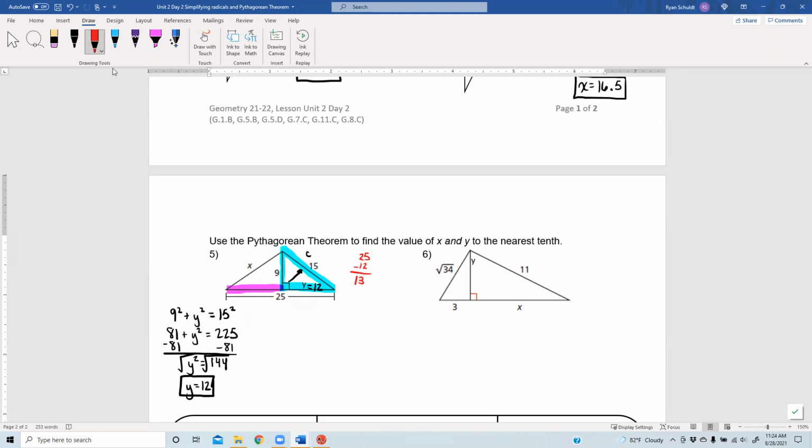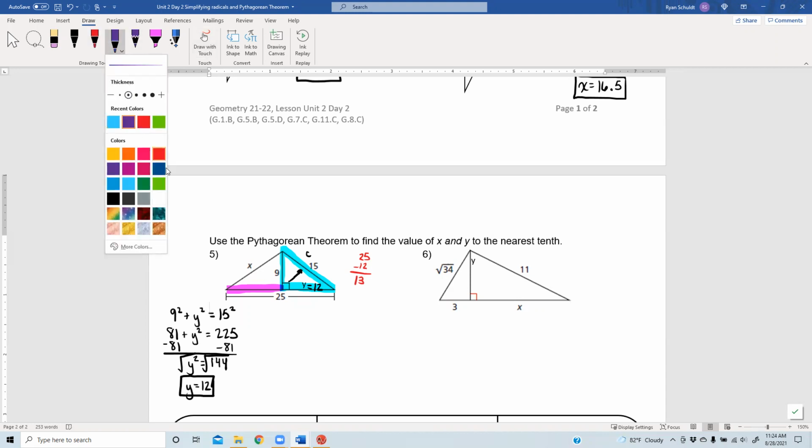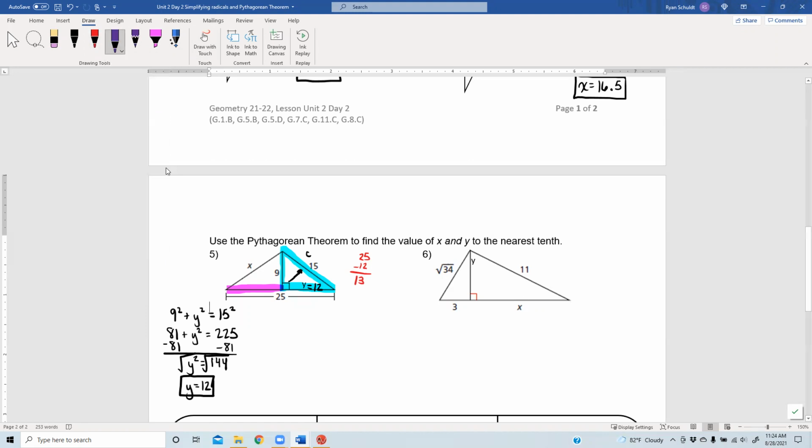That's not a good choice of pen. Red on pink is not good. Let's do purple on pink. Now I'm just erasing everything. Baby, come back.